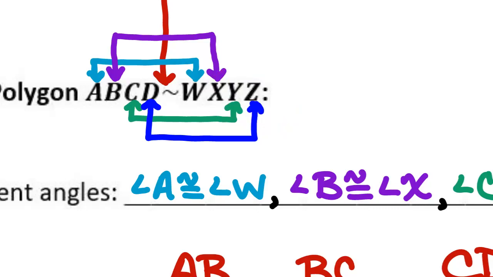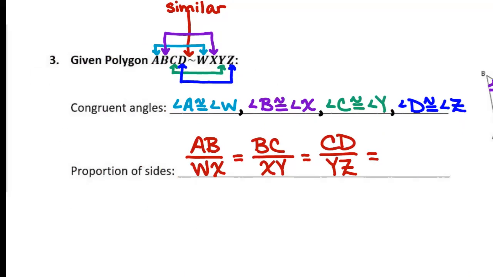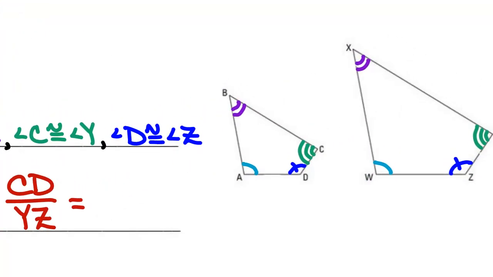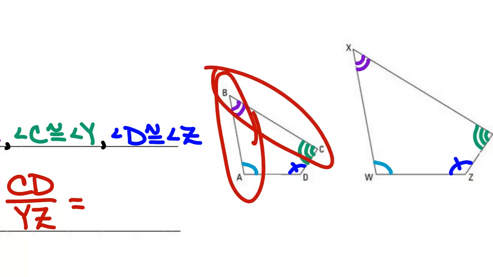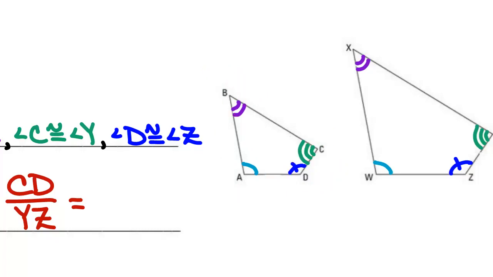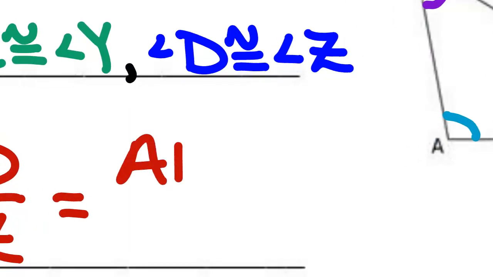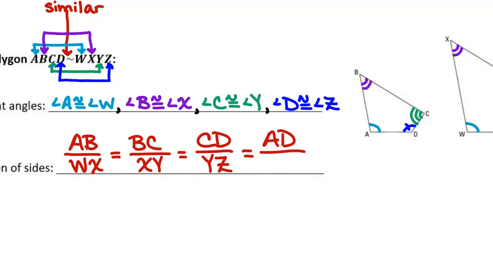I've gotten to the end of my similarity statement names. We've talked about side AB. We've talked about side BC. We've talked about side CD. Which side have we not said anything about yet? AD. We didn't say anything about that.